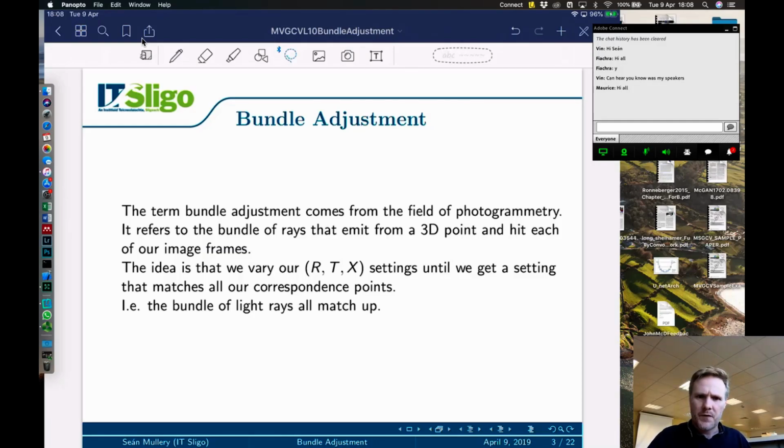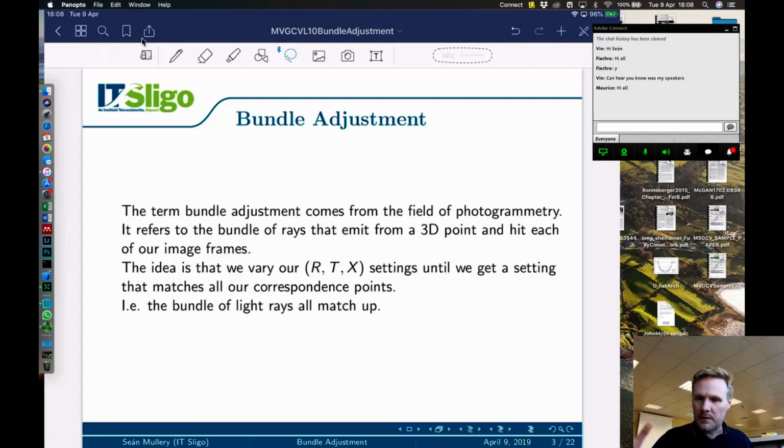Now the idea here is that the term bundle refers to an entire bundle of rays. So if you think about a point in 3D space and you've got rays coming out of it in all different directions, and those rays intersect with different camera views, and we consider all of those rays together, each of the different rays that go from each of the camera view centers through the frame and up to that 3D point, so from all your frames, them all together, they're considered a bundle.